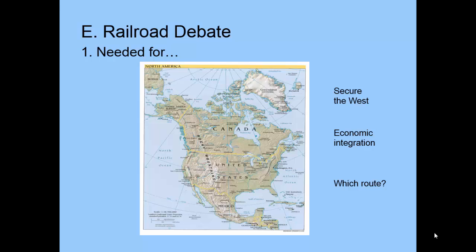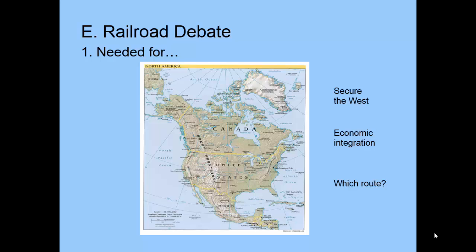We just got California, and we don't want to lose it back to Mexico, or we don't want to lose it to the British or the Russians. And so we decide that for military reasons, we need to have a transcontinental railroad so we can quickly get troops or reinforcements out west to hold on to California. Another reason we want a transcontinental road is because of economic integration. There are tremendous resources out west.